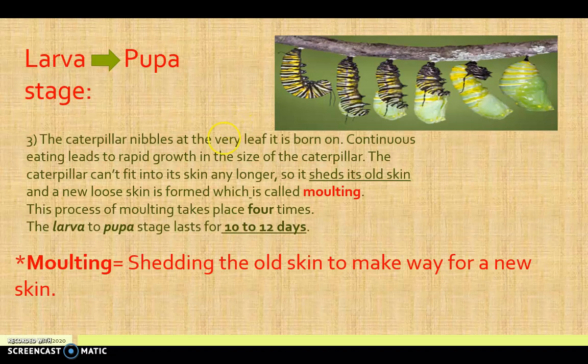It is same like when you keep growing from a baby to a child. Your baby clothes don't fit you anymore. Now this process in the life cycle of a butterfly is called molting. This process takes place 4 times. The larva to a pupa stage lasts for 10 to 12 days. So molting is shedding the old skin to make way for a new skin.